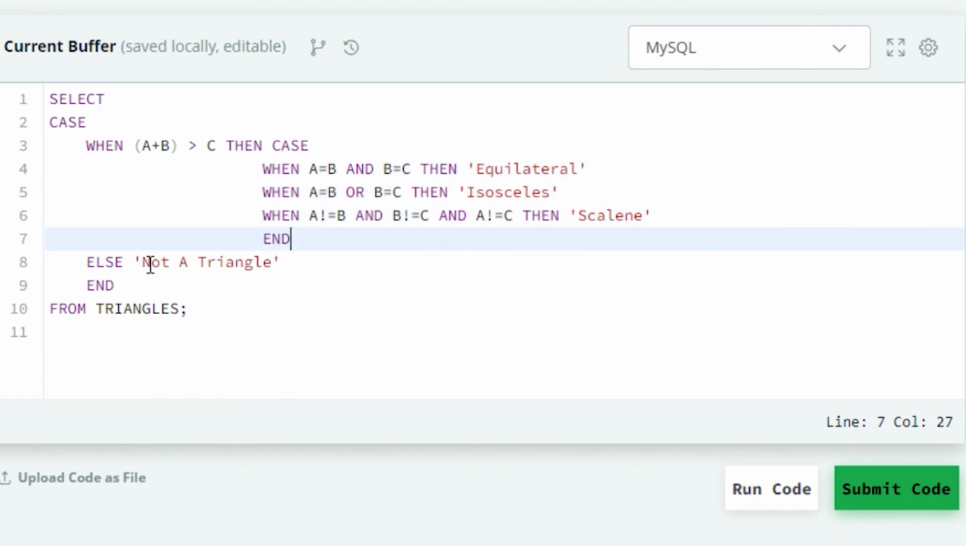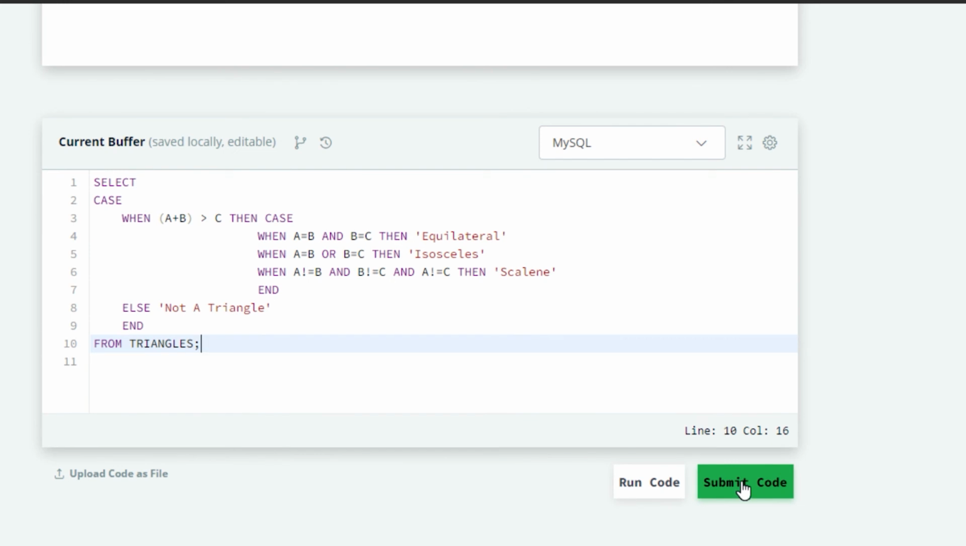In the next line, we will define the else condition for the first case statement by writing else Not A Triangle. And we will end this case statement by writing end in the next line. As we are using the TRIANGLES table, in the last line we will write from TRIANGLES. So this problem can be solved using this query. We can see we have used a case statement inside another case statement, just like nested if-else statements in Python.